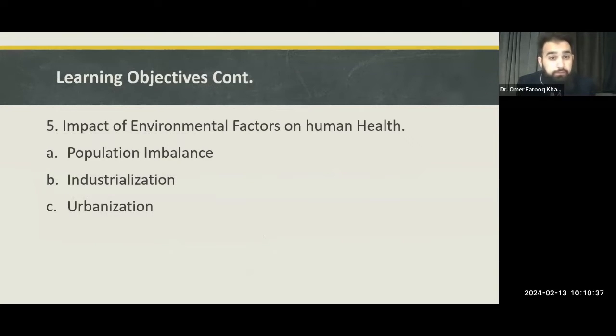There are many environmental factors which impact human health, but as it is a very broad and wide-ranging subject, I will cover three basic environmental factors in today's class. One of them is population imbalance. Look, I did not write population explosion because this is a misnomer these days. So I wrote population imbalance, and I will justify why I did not write population explosion. Then there is industrialization, the second environmental factor impacting human health. And then there is a third subject which is affecting human health, that is urbanization.